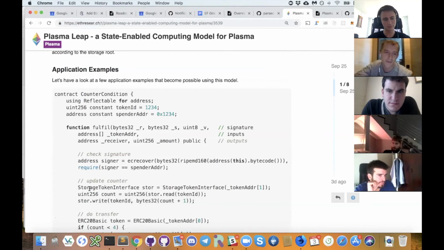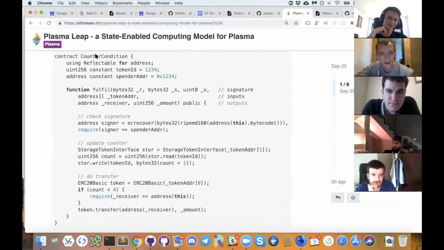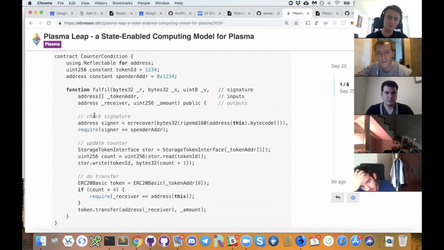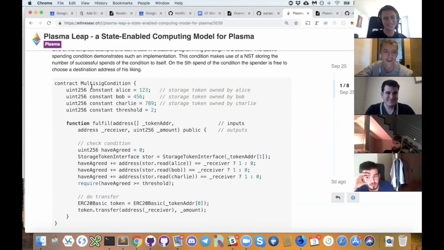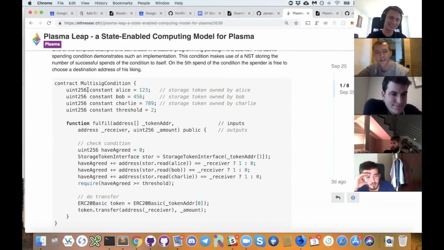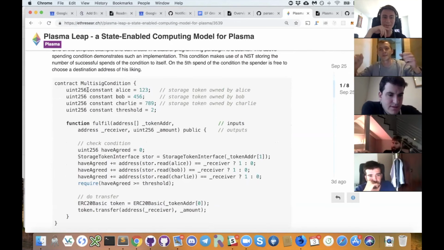And then I've created application examples. There's a simple counter implementation that uses such a non-fungible storage to store something. And after you spend it five times, you can get your funds. So kind of a useless thing. And I try to imagine a multi-sig wallet where three people bring an NFT, which holds their decision whether they want to spend something from that multi-sig or not. And that condition only fulfills to true if two of these three storage tokens hold an agreement.